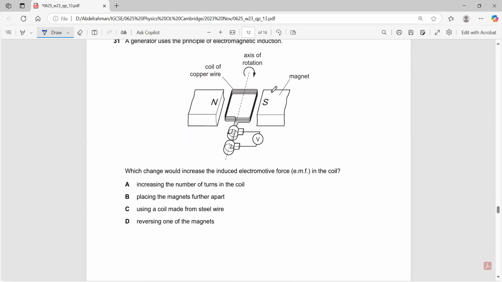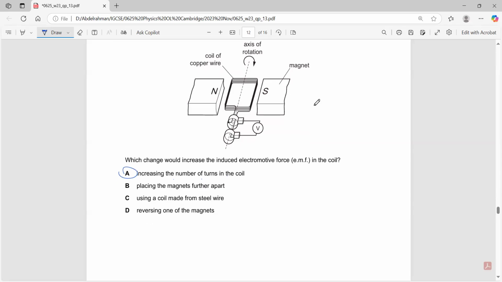Question 31. Which change would increase the induced electromotive force of the coil? I need to increase the induced current, increase the induced voltage. Increasing the number of turns. Yes, it would increase the induced EMF.